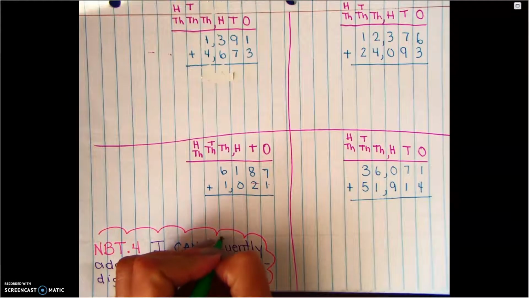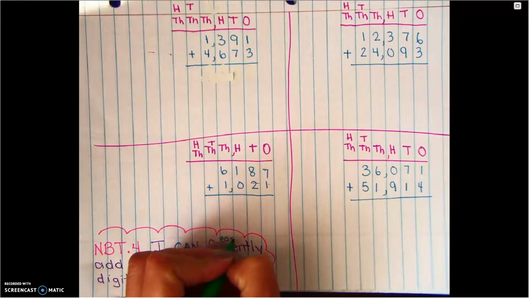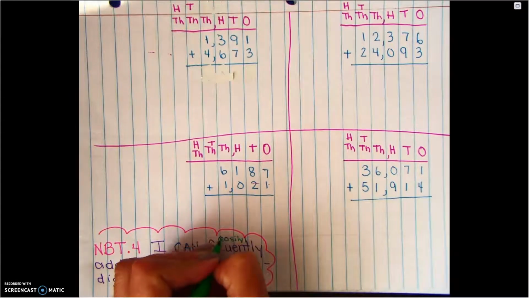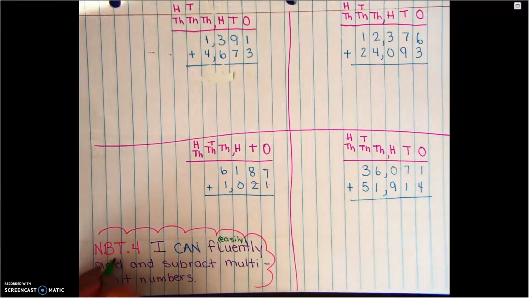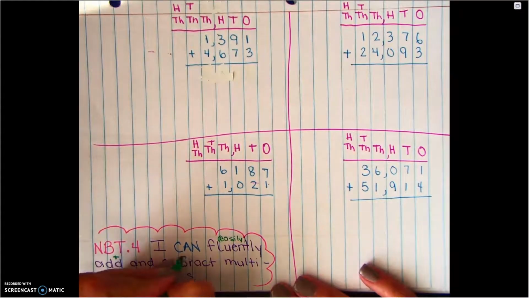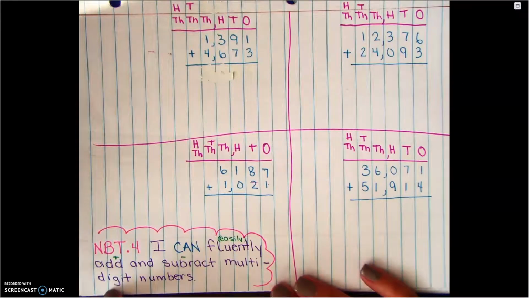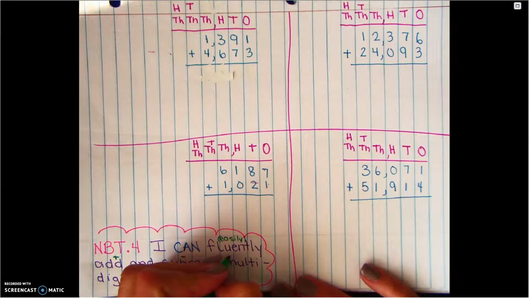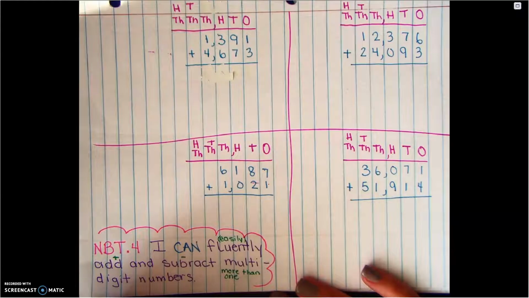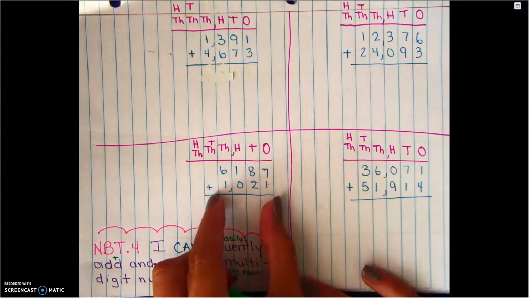Fluently means easily. Like that you know how to do it. You can do this pretty quickly. We know what add means, and then subtract, and multi-digit. Well, we already know that digit means number. Multi means more than one. So I'm going to put more than one. So what that means, we're not just talking about 7 minus 8, we're talking about bigger numbers.